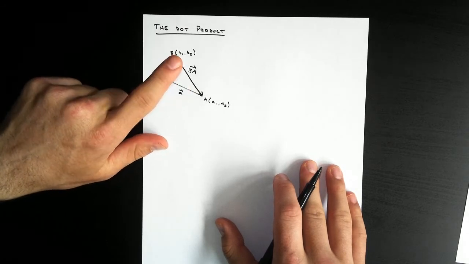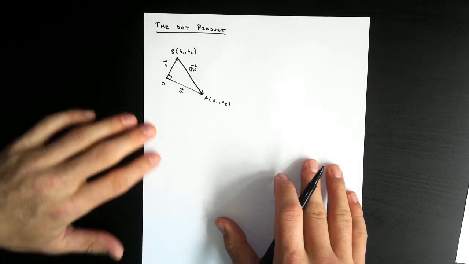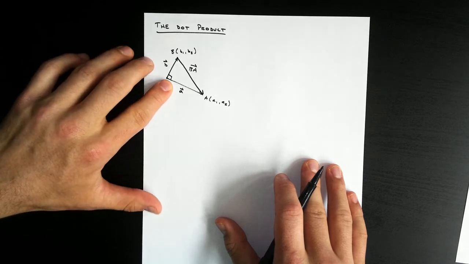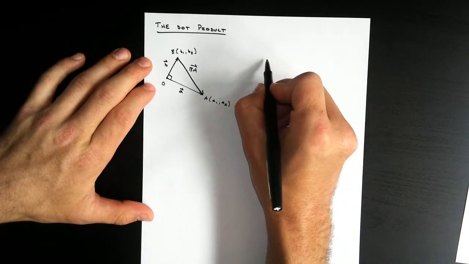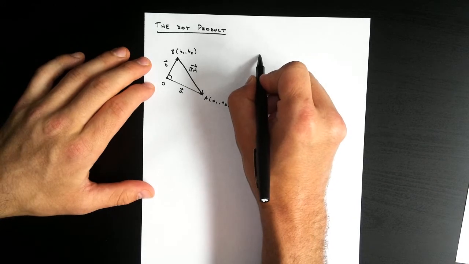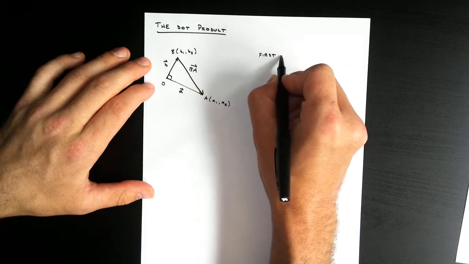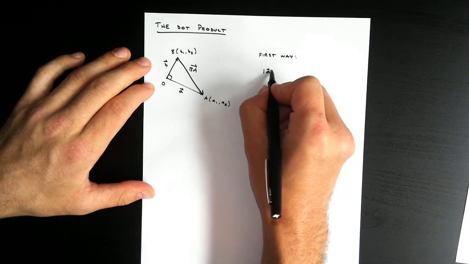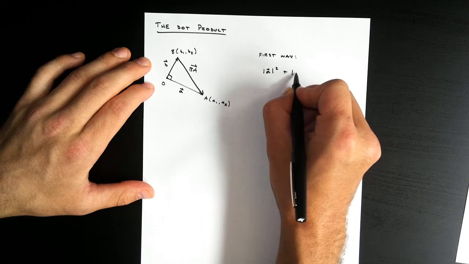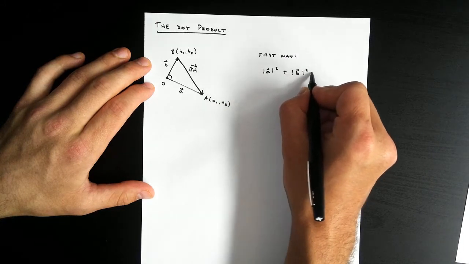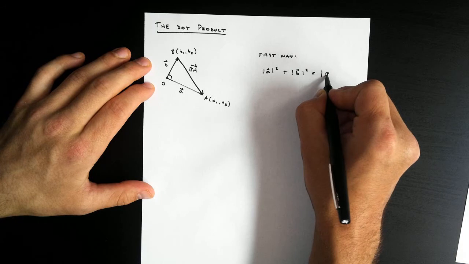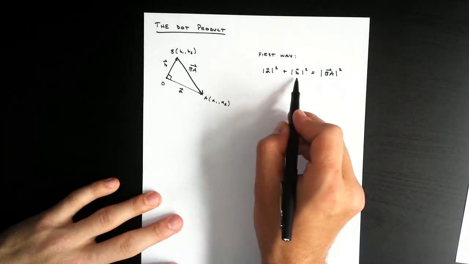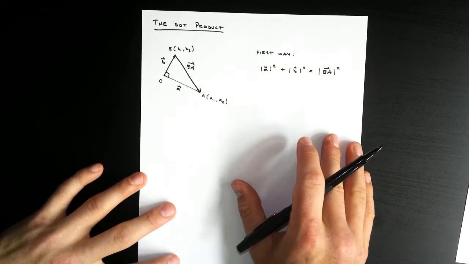All right. The first way, and maybe the most obvious one, is because we set up these vectors to be perpendicular, we have a right triangle. So that means we can use the Pythagorean theorem. So the first way, with the Pythagorean theorem, we have the length of vector A squared plus the length of vector B squared is equal to the length of the resultant vector squared. So the two legs squared is equal to the hypotenuse squared.